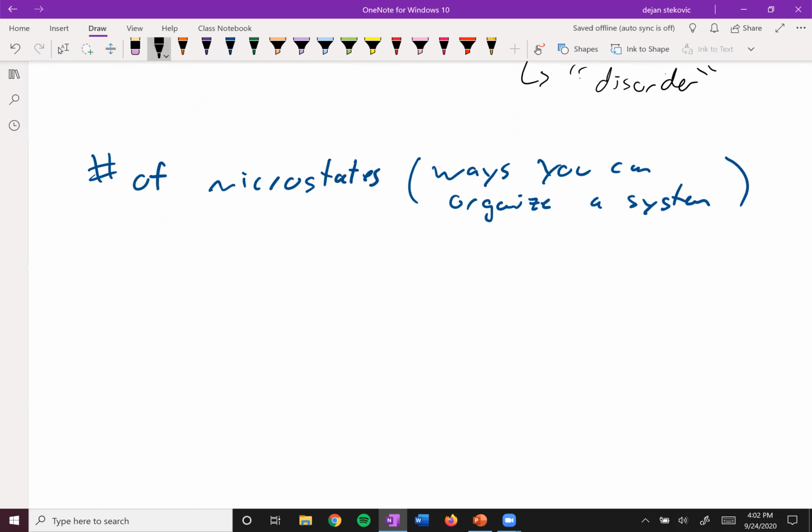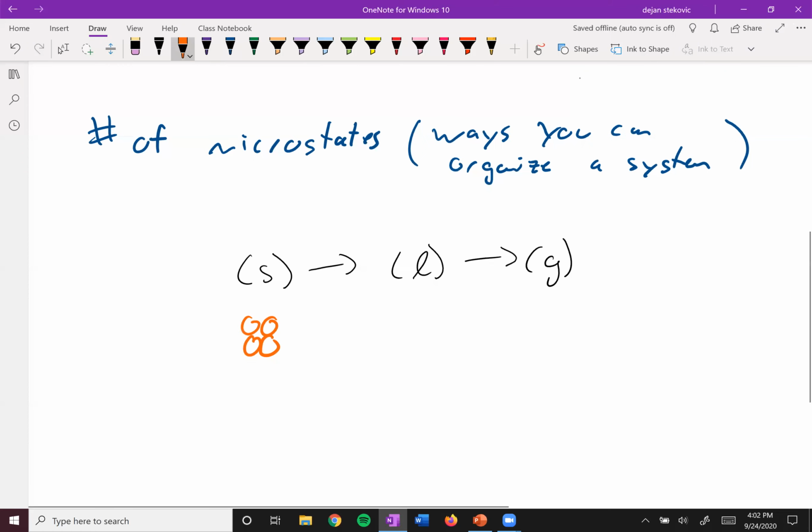So for example, the easiest to think about is going from a solid to a liquid to a gas, right? In a solid, everything is stuck in place. You can't move any of the atoms. And so there's not a whole lot of ways to organize the system. And so there's not a lot of entropy.